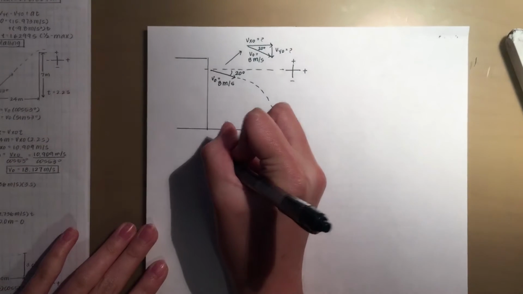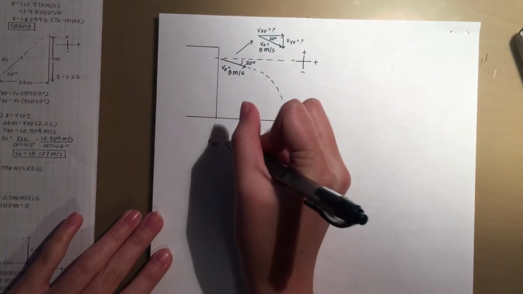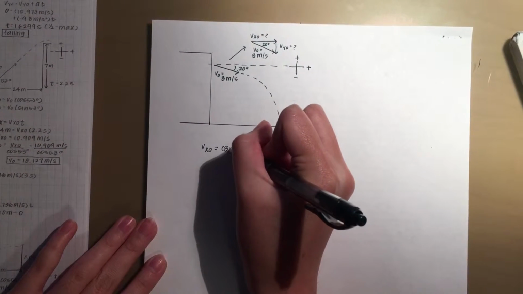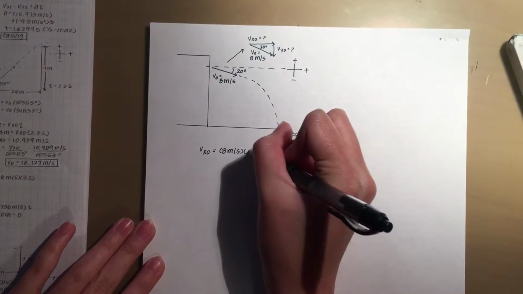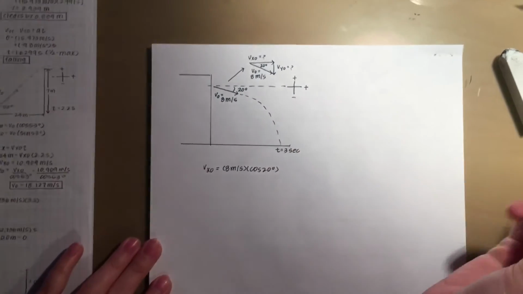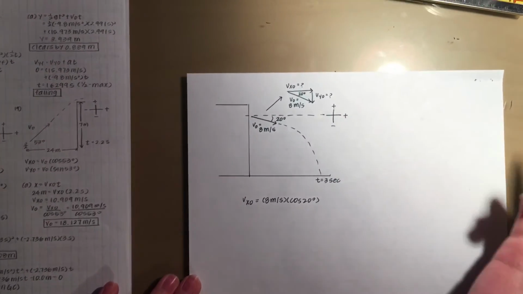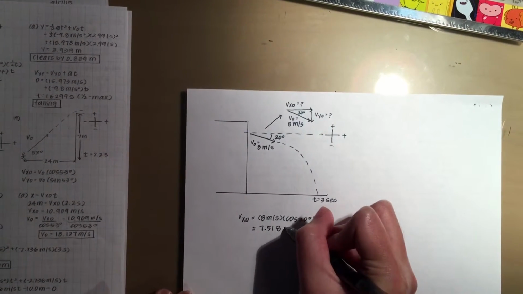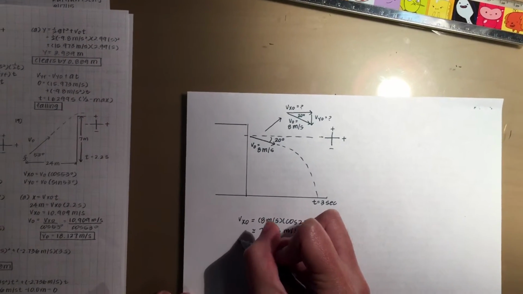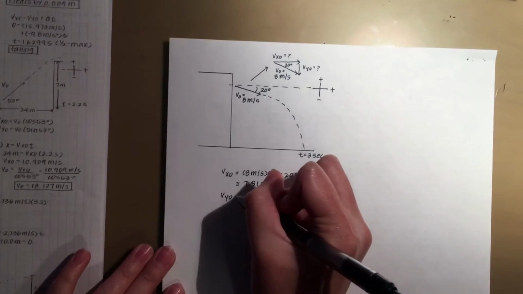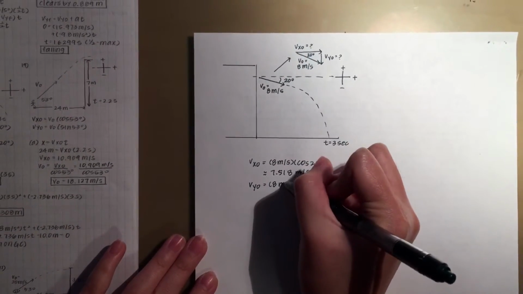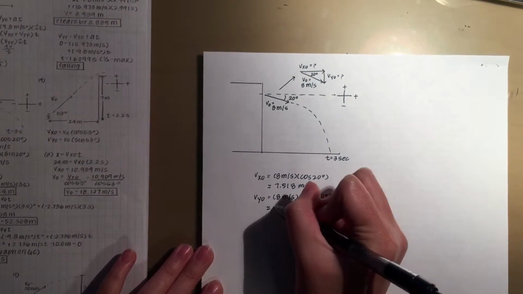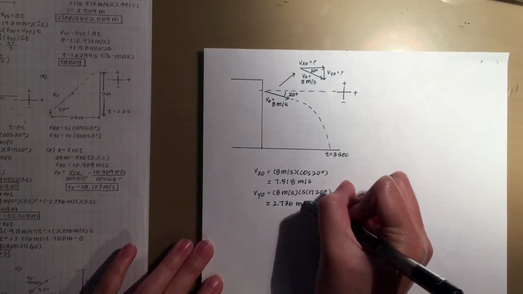So the initial x component of the velocity is equal to 8 meters per second multiplied by cosine 20 degrees, as you can see from the triangle up here, and that is about 7.518 meters per second. And if you're trying to find the initial y velocity component, it's going to be 8 meters per second times sine of 20 degrees, which is about 2.736 meters per second.